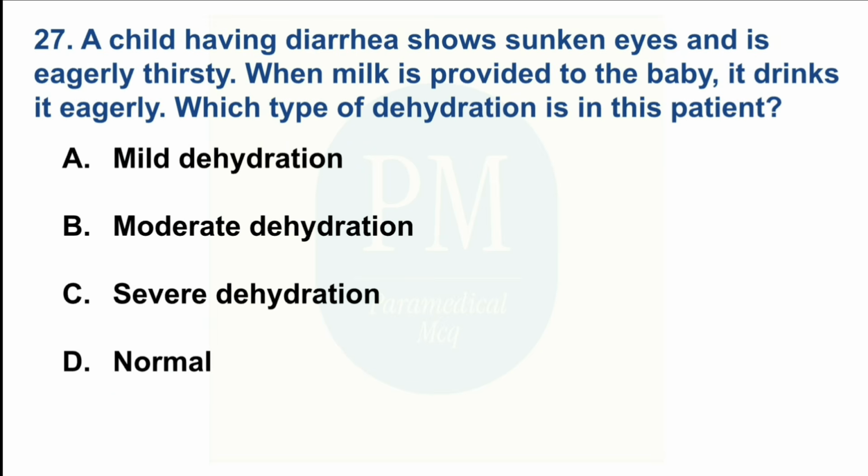A child having diarrhea shows sunken eyes and is eagerly thirsty. When milk is provided to the baby, it drinks it eagerly. Which type of dehydration is in this patient? Option A, mild dehydration. Option B, moderate dehydration. Option C, severe dehydration. Option D, normal. The correct option is option B, moderate dehydration.